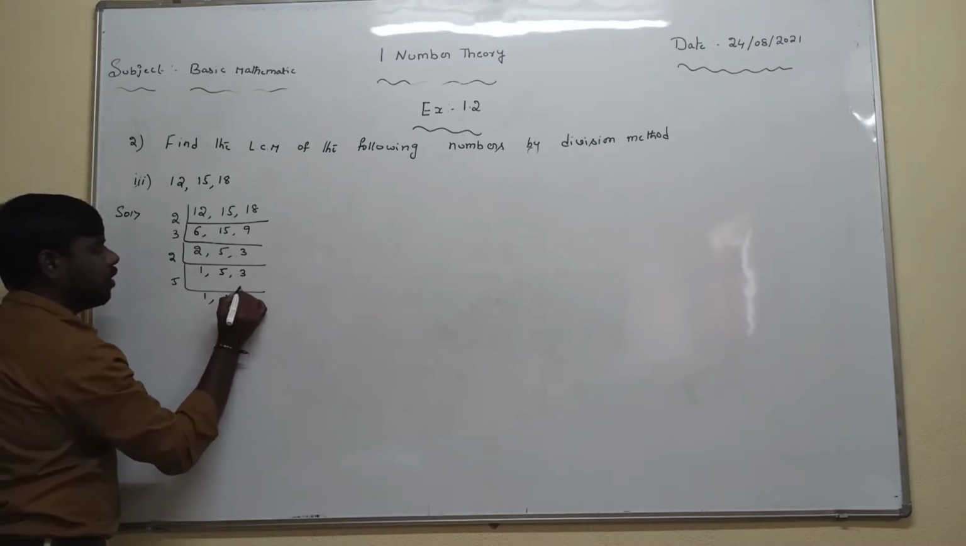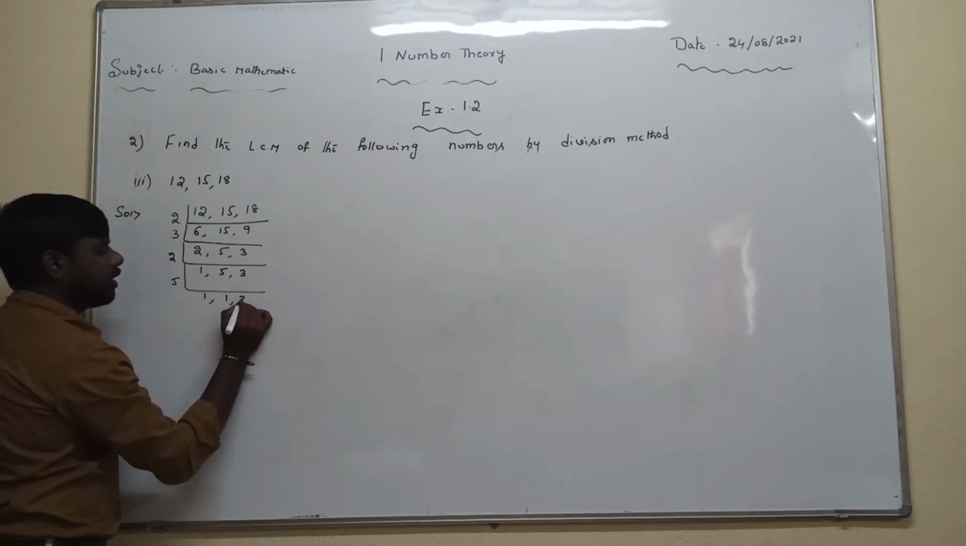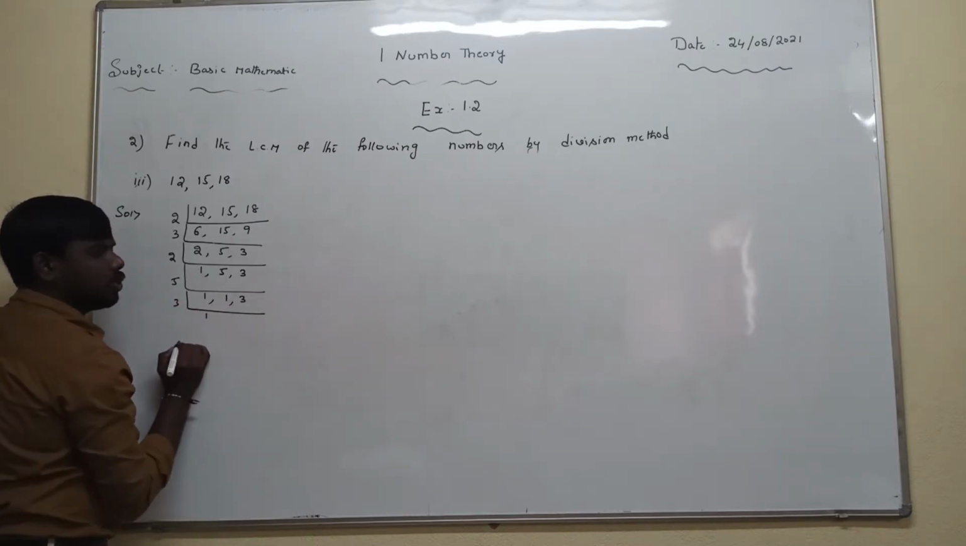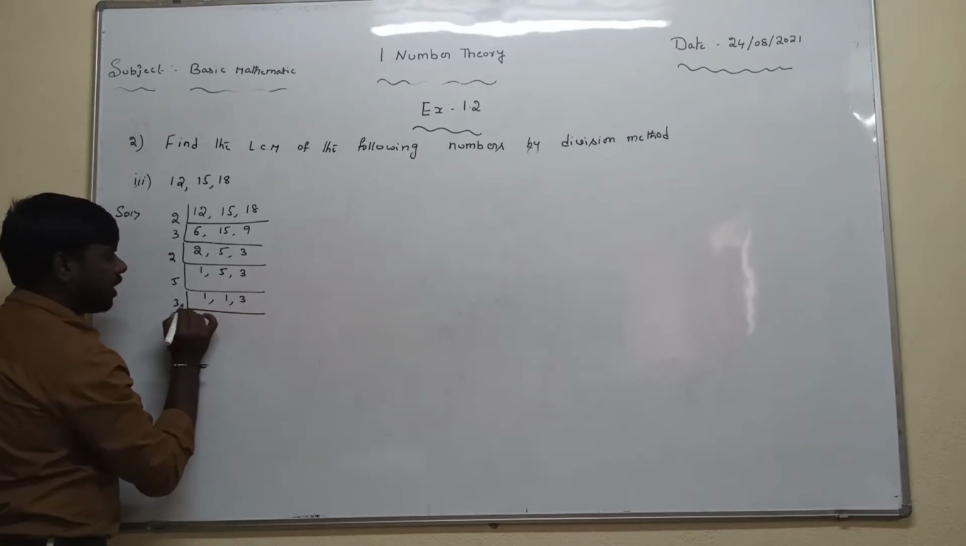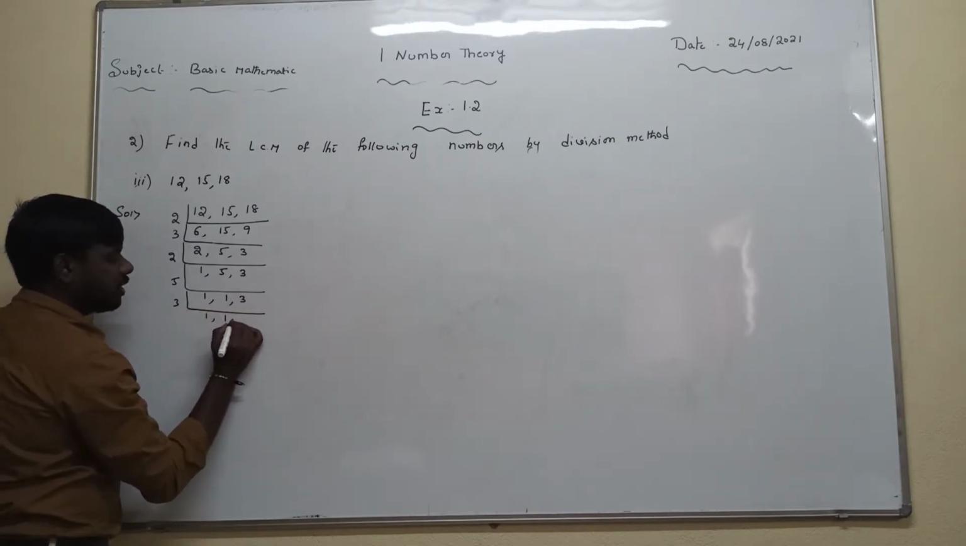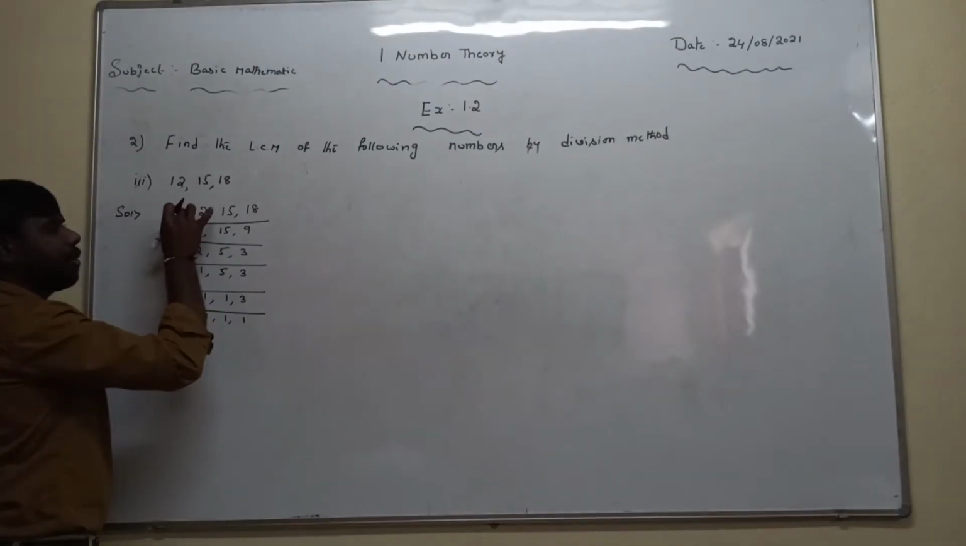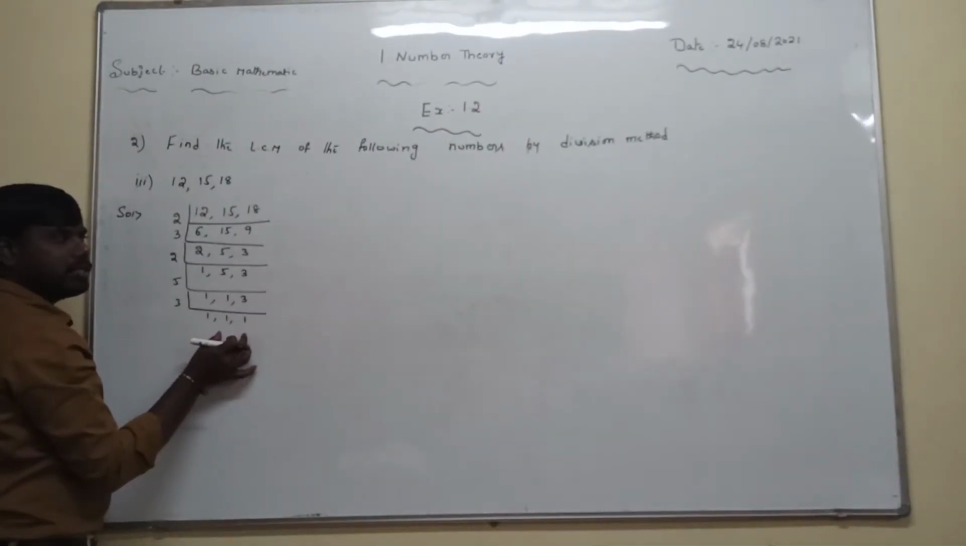5 ones are 5. 3 is not divisible by 5, so write 3 as it is. Next we can take 3. 1 is not divisible by 3, so write 1 as it is. Again 1 is not divisible by 3, so write 1 as it is. 3 ones are 3. So divide the given numbers by a common prime number until the remainder is 1.